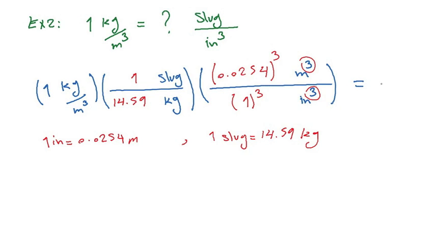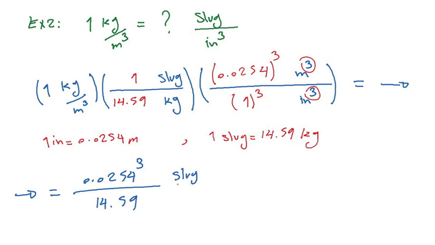So the result is 0.0254 to the power of 3 divided by 14.59 slug per cubic inch, which is equal to 1.123 multiplied by 10 to the power of minus 6 slug divided by cubic inch.